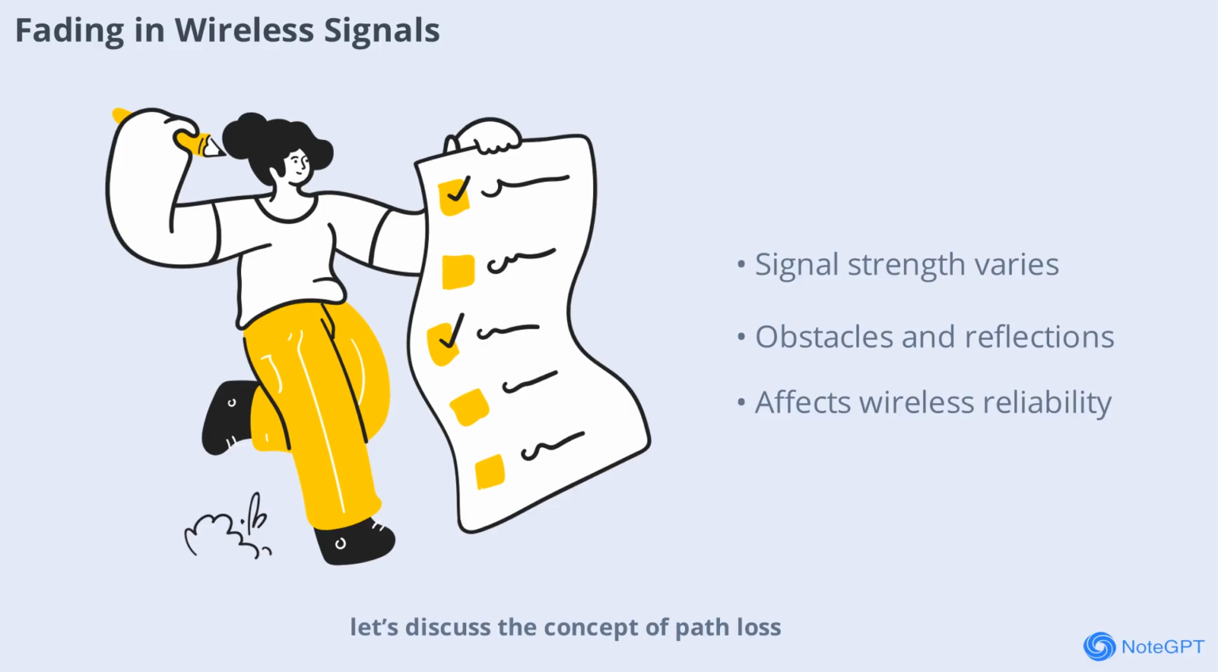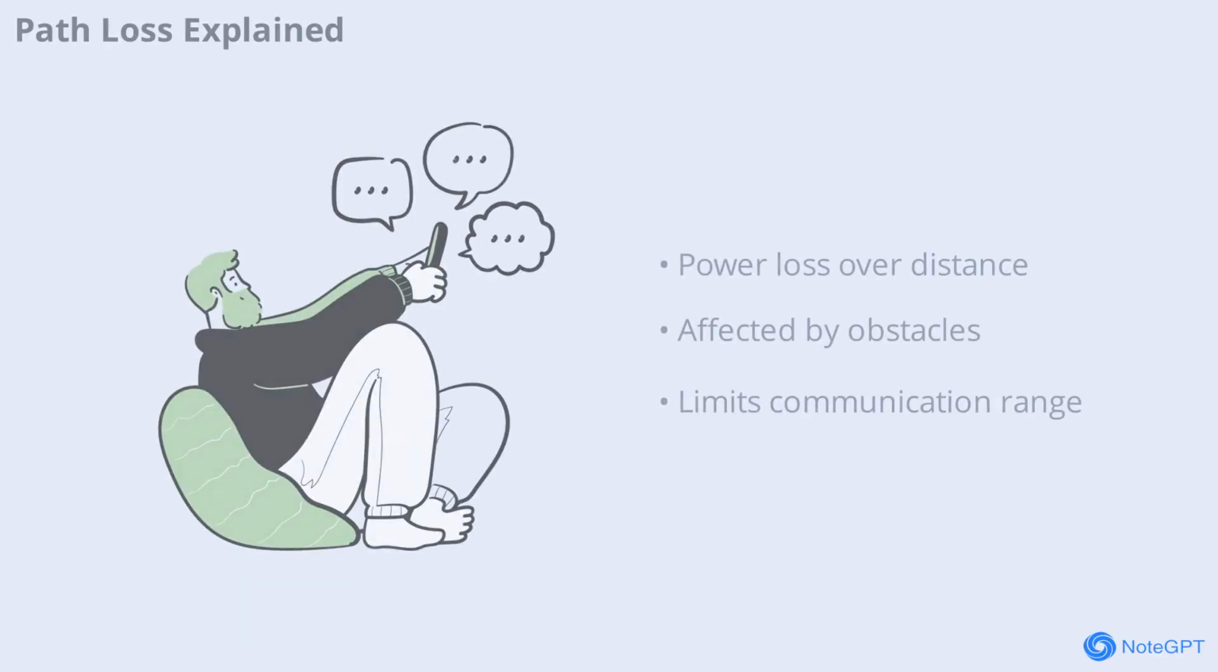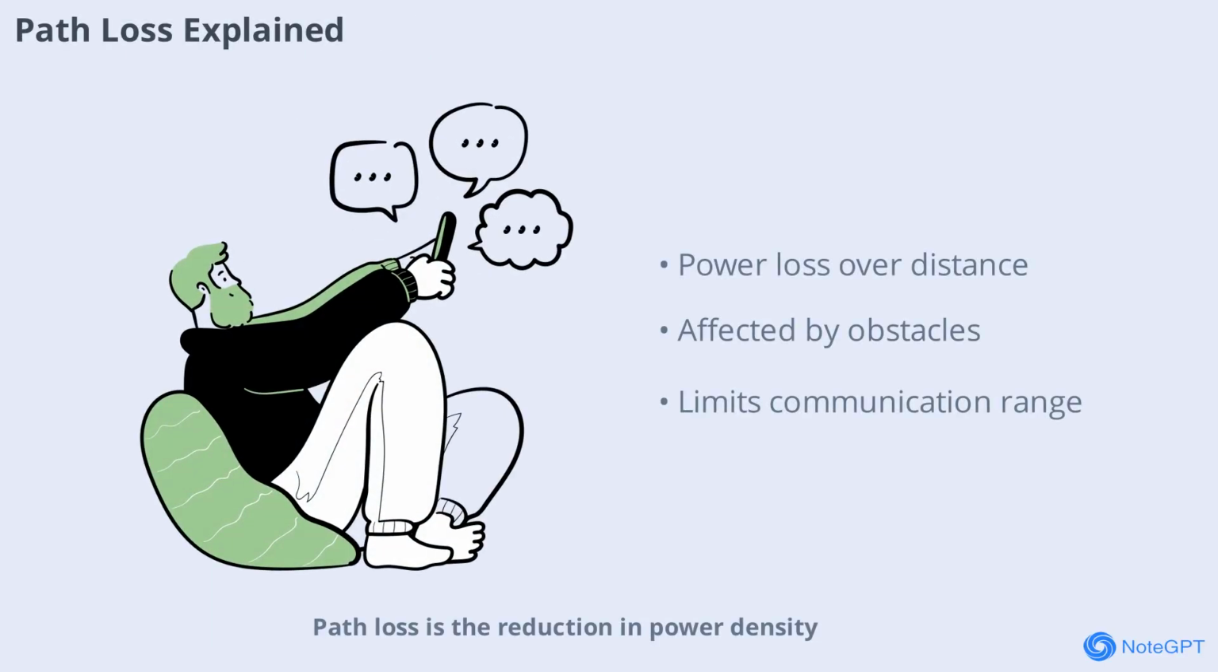Next, let's discuss the concept of path loss. Path loss is the reduction in power density of an electromagnetic wave as it travels through space. It increases with distance and can be affected by obstacles, terrain, and atmospheric conditions. Path loss is a key factor in determining the range of wireless communication systems. Engineers use mathematical models to predict and compensate for path loss, ensuring strong signals over long distances.